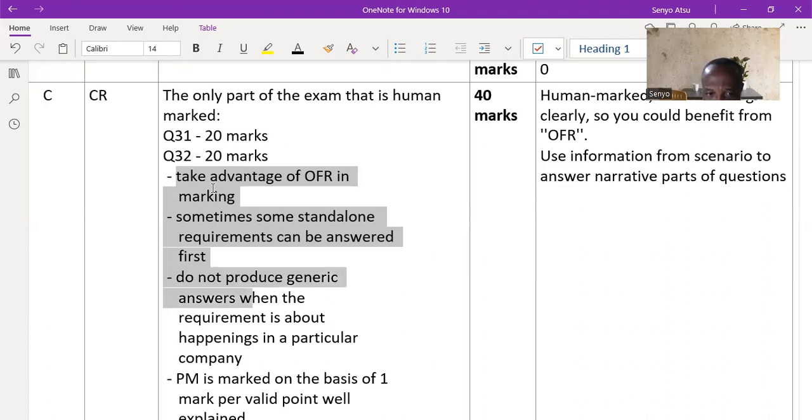Do not produce generic answers when the requirement is about happenings in a particular company. So say something about the performance of a business, of a division, of a company. For example, when you are stating the advantages of return on investment and residual income as performance measurement metrics, if you tell us that one advantage or disadvantage of return on investment is that it encourages managers to hold on to old assets.